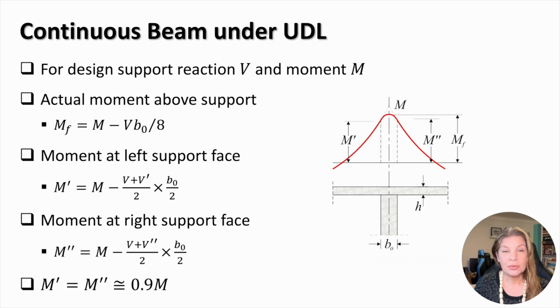The analysis assumes that beams rest on point supports. However, in real structures, beams are supported by columns, which have width. As a result, actual moments above the supports are lower. As you can see, the moment in the middle of the support is lowered by the shear force in the support times the support width divided by 8. The moments at the left and right faces of the support are further reduced due to the support width. It can be approximately assumed that the moments at the support faces are equal to 90% of the point support moment.